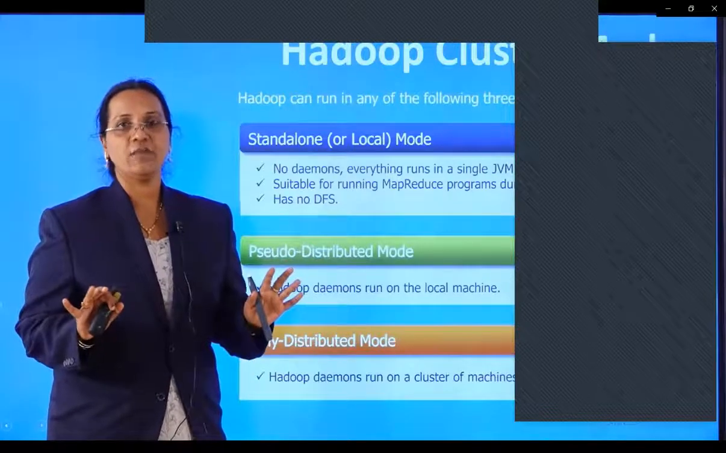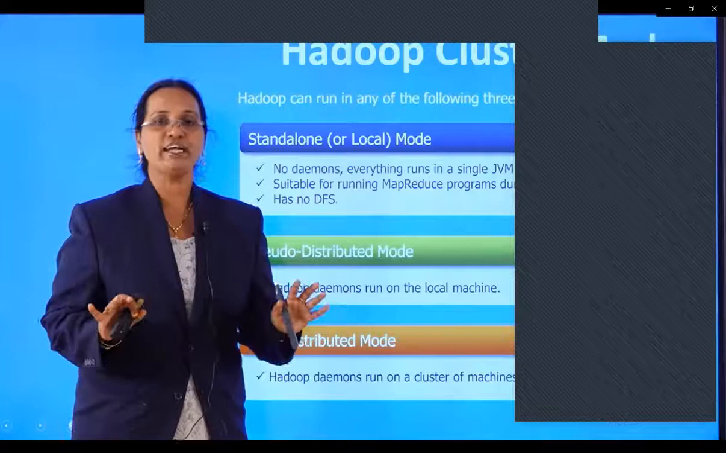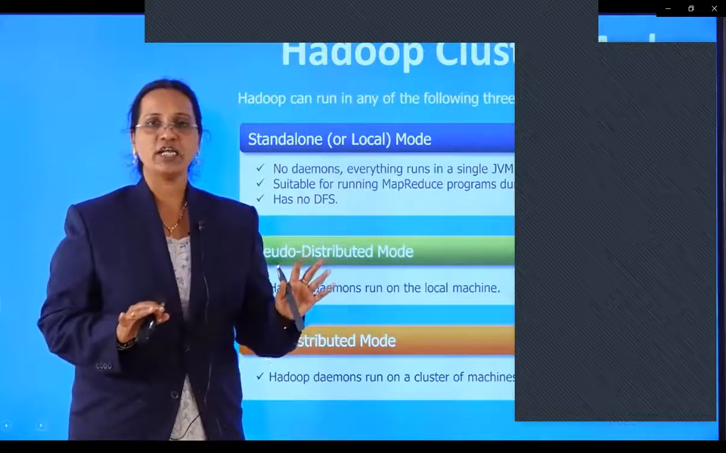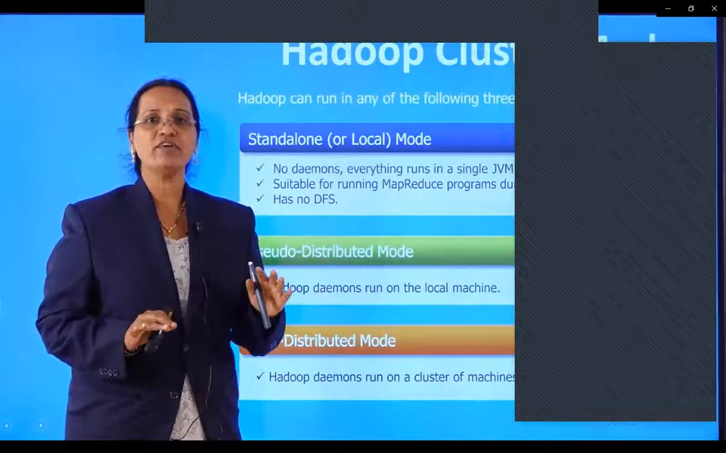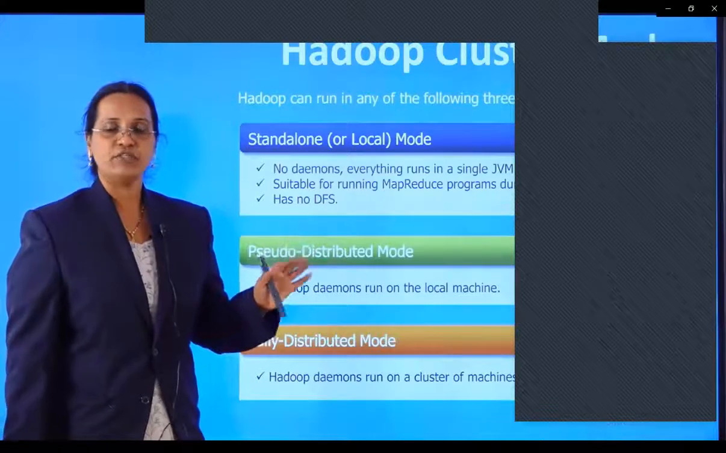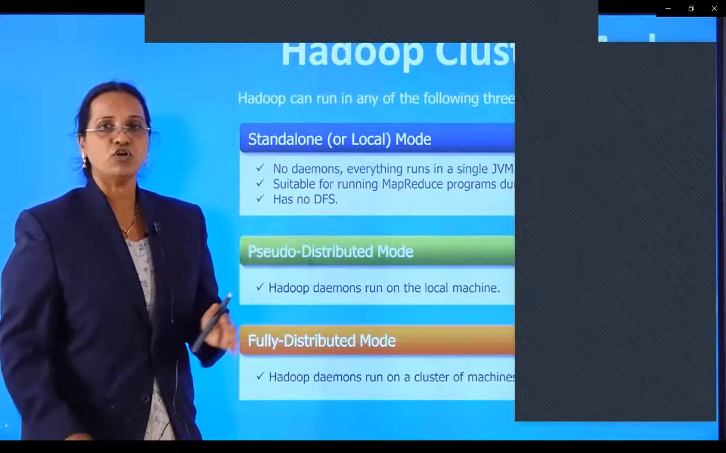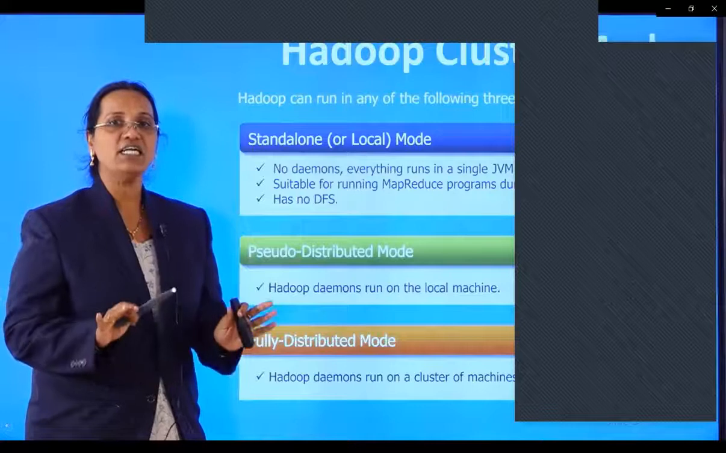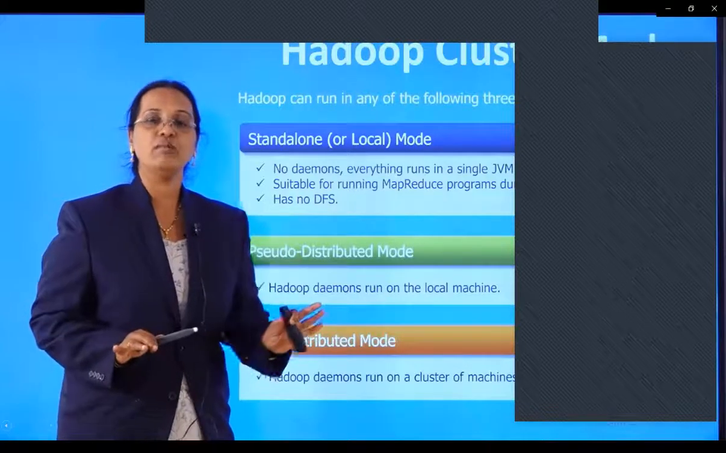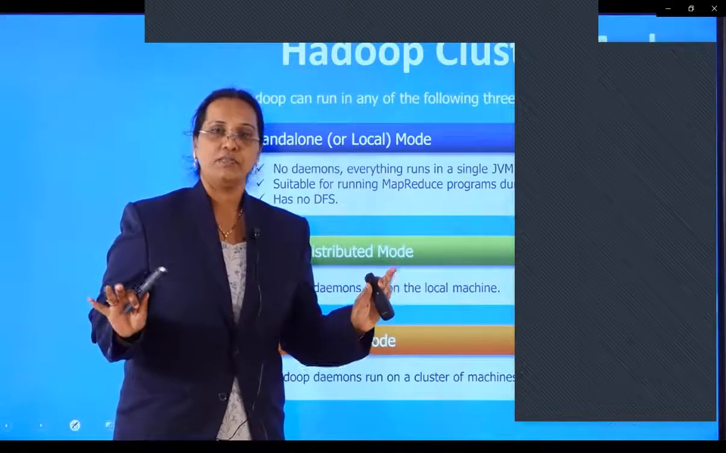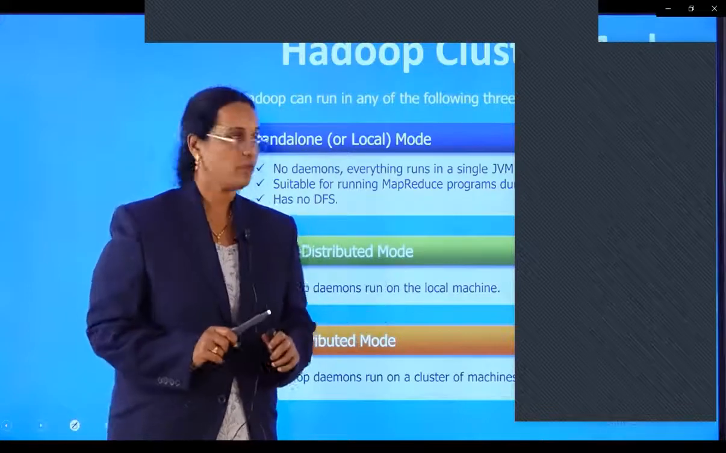You will not have daemons, you will not have a job tracker, you will not have a task tracker, you will not have a data node, secondary name node, etc. So it will be equal to running a simple Java program with the MapReduce methods. That's all, not more than that, right?